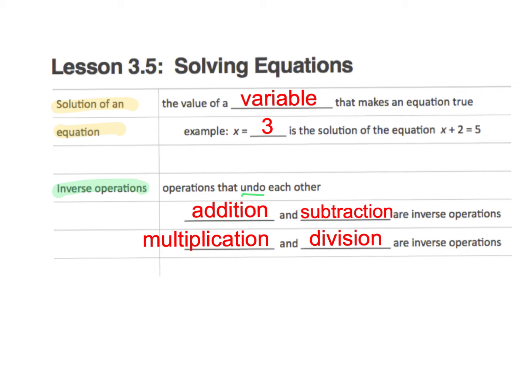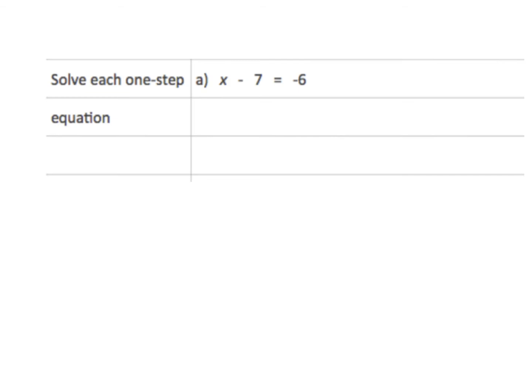You've been doing this for years. Anytime you had a problem like this in elementary school, blank plus 2 equals 5, and you had to fill in the blank, you were doing algebra. So make sure you have this written down in your notebooks, and then we're going to do a bunch of examples together. So we're going to solve each one-step equation, and we're just starting with one-step equations right now.